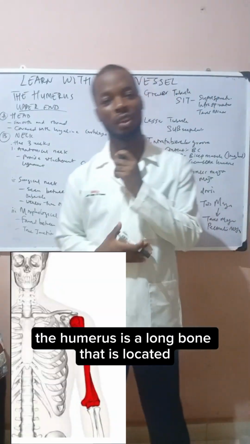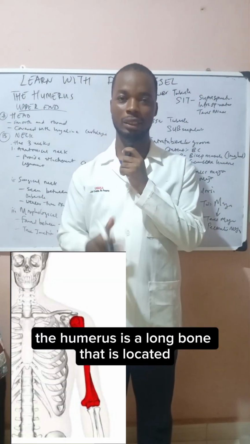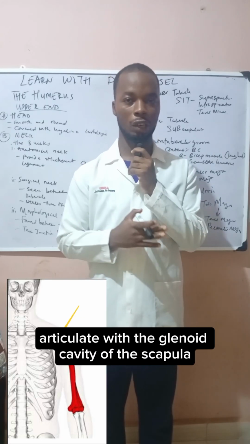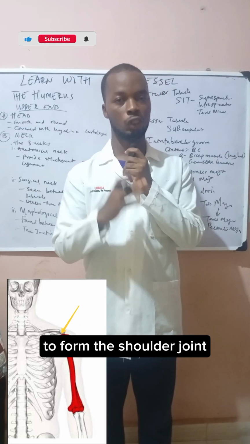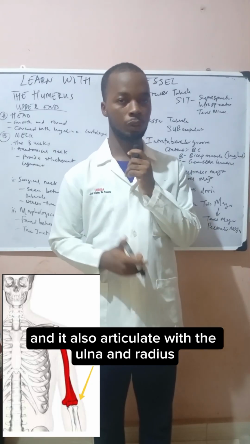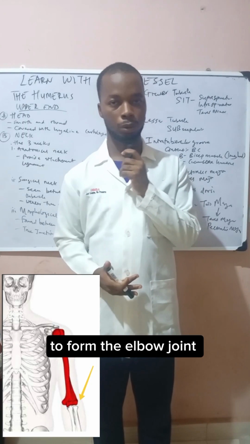Today we'll look at a very important topic, which is the humerus. The humerus is a long bone that is located at the upper limb. The humerus articulates with the glenoid cavity of the scapula to form the shoulder joint, and it also articulates with the ulna and radius to form the elbow joint.